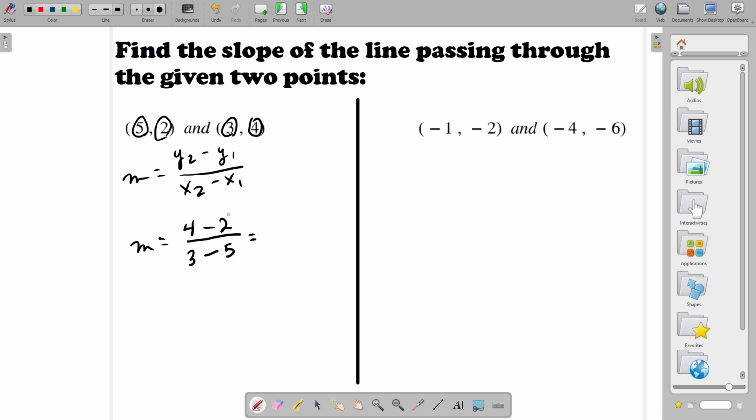Then 4 minus 2 is positive 2. 3 minus 5 is negative 2. And 2 divided by negative 2 is negative 1.